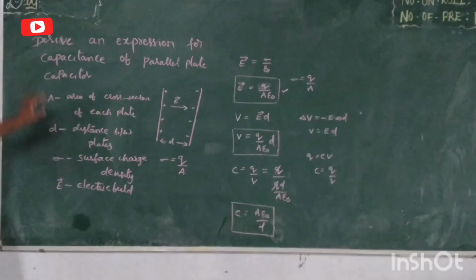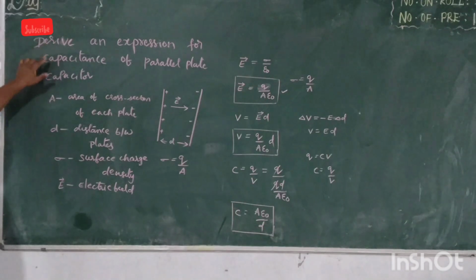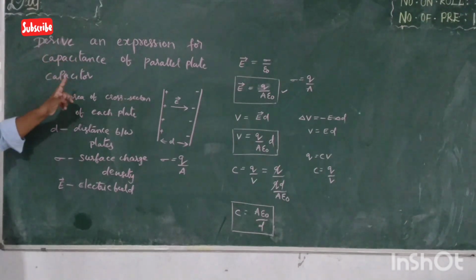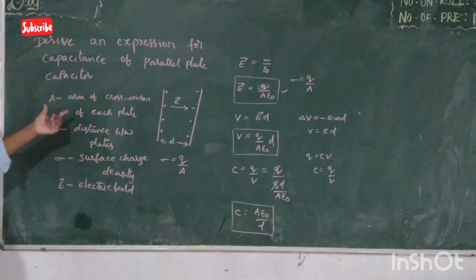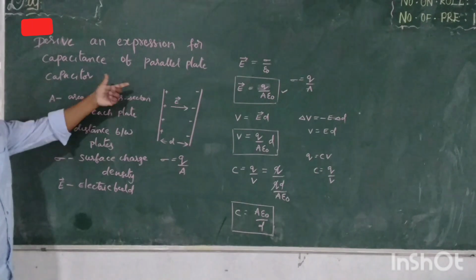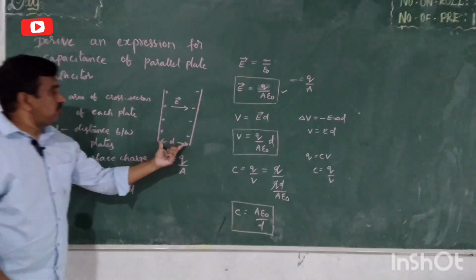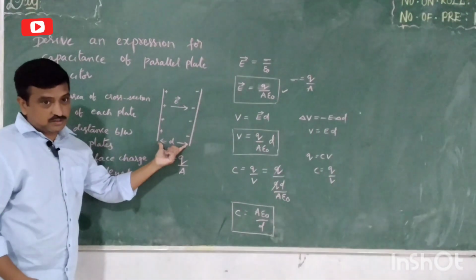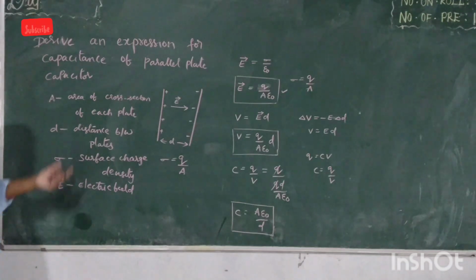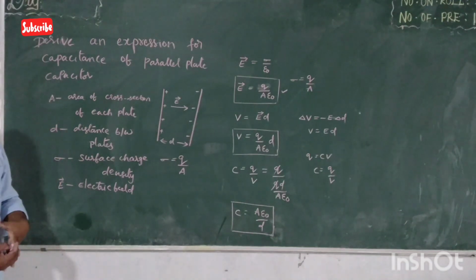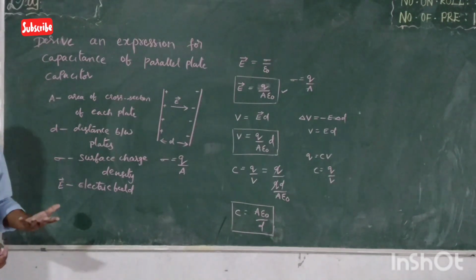Now see again, derive an expression for capacitance of parallel plate capacitor with air between the plates. In between them air is there. In that case, what is the capacitance? Capacitance means property of the material, it's not the capacitor, the device.